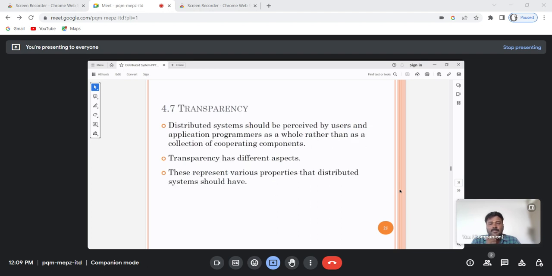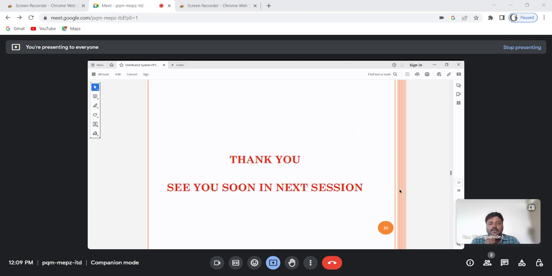And also the transparency. The systems connected to the distributed system are very transparent. Any updates that I am providing in one particular system will be updated in the nearby adjacent systems connected to it.